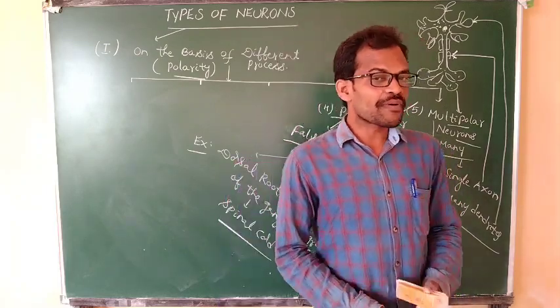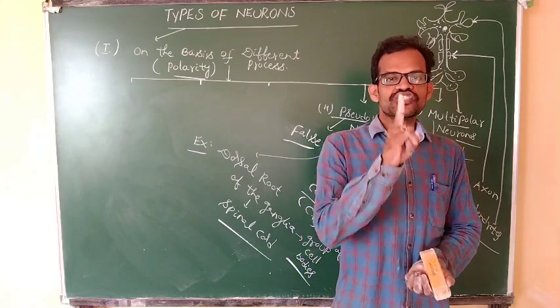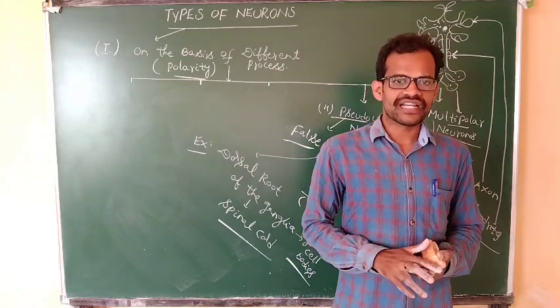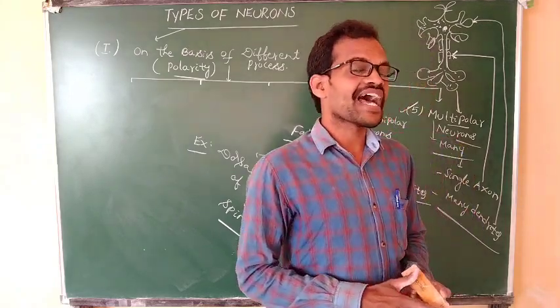Coming to the second type of neurons, unipolar. Uni means single polarity. The cell body is present, the axon is present, but the dendrite is absent.